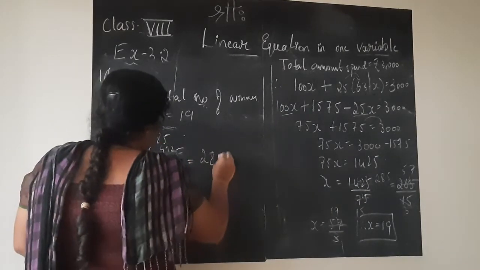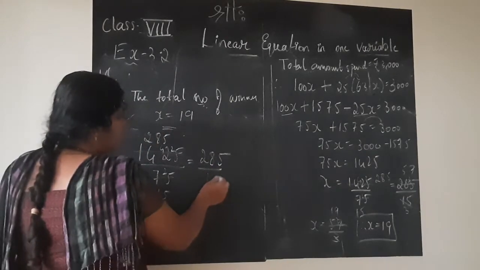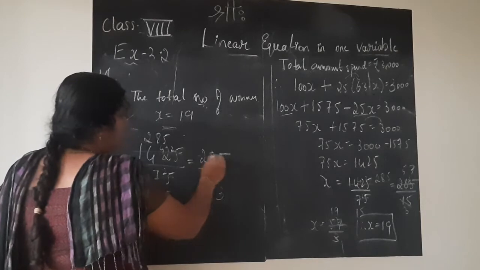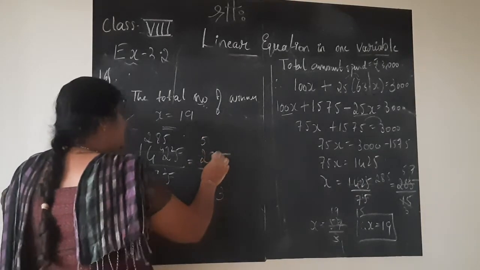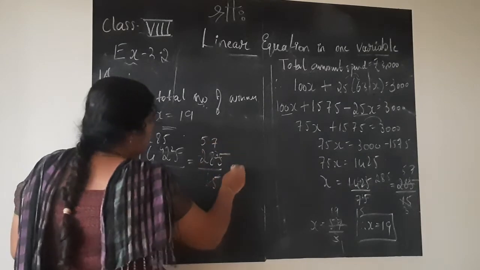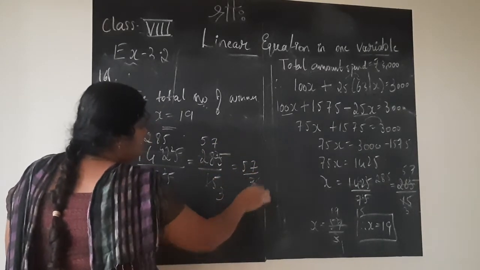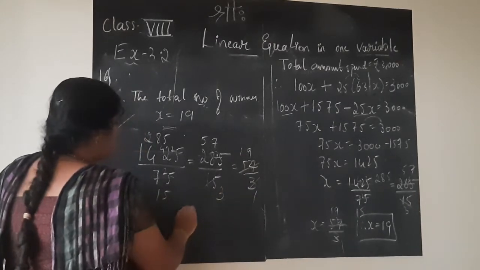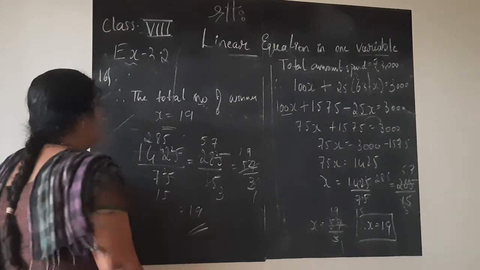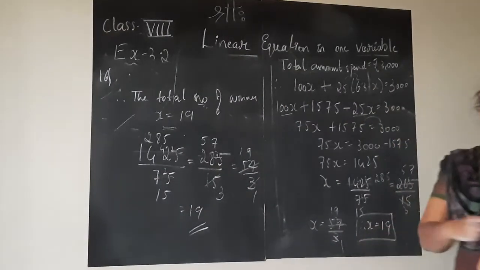So we got 285 divided by 15. Again I did it with the 5 table. 5 3s are 15, 5 5s are 25, sorry, 3 remaining, 5 7s are 35. I got 57 divided by 3. 3 1s are 3, 3 1s are 3 and there are 3 remainder, 3 9s are 27. That is the reason I got 19 on dividing 1425 by 75. Hope you have understood, children.